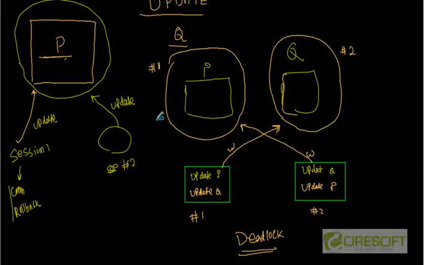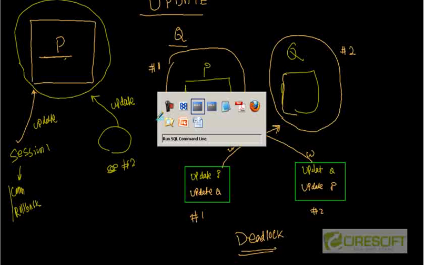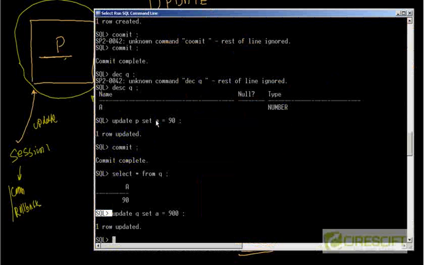So this is the concept of deadlock, and let's try to do that here. Now I'm going to update here. This is my session number 2. So update P, set A equal to say 1000.